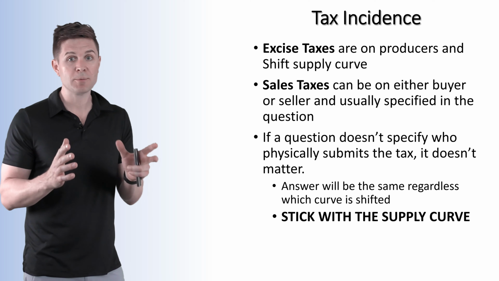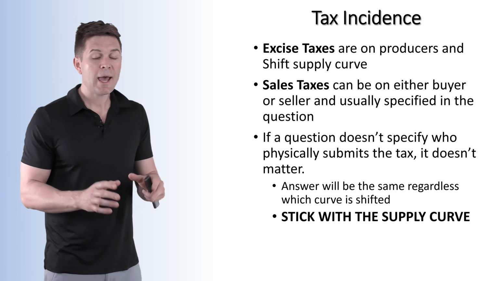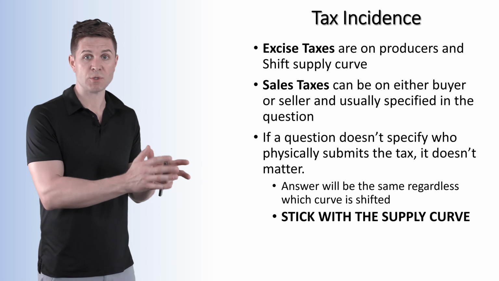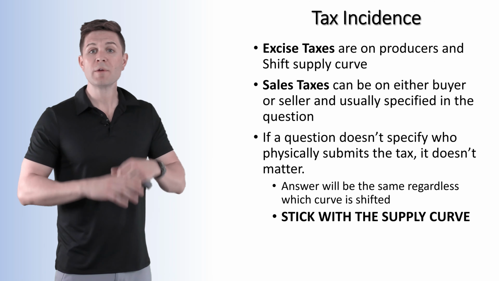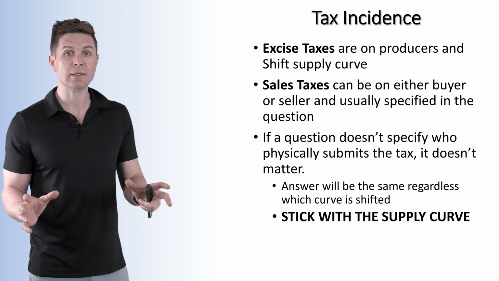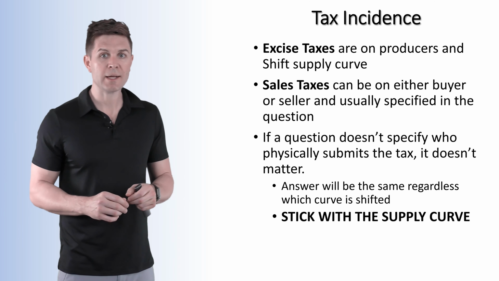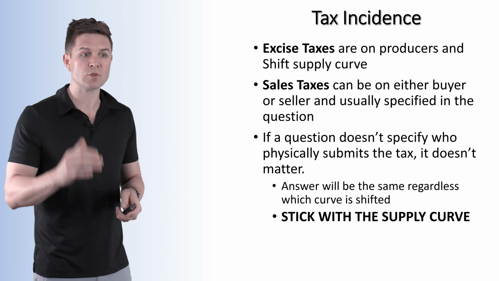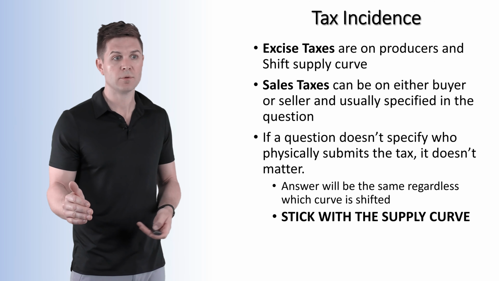Your model can be manipulated in a couple different ways, and the outcome is going to be the same regardless of who is actually going to pay the tax. So if it doesn't physically specify who is going to pay it, stick with the supply curve. It makes your answers much easier. It makes your models more consistent. So just stick with shifting the supply curve.